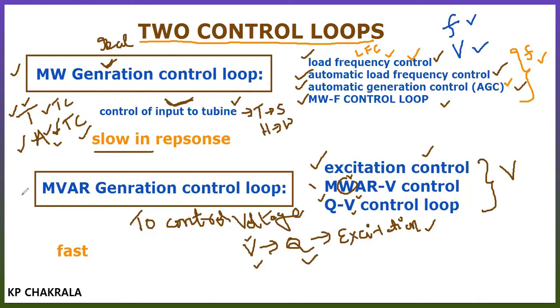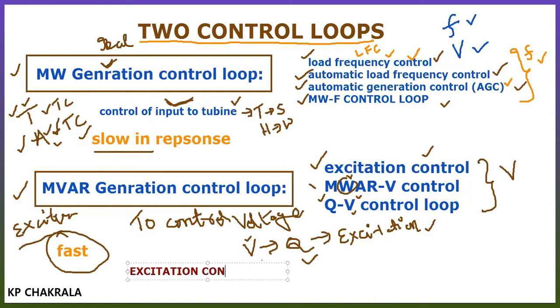And the MVAR generation control loop is fast, because it has only the exciter. That's why it is faster compared to the megawatt generation control. Ultimately, what I want to say is that excitation control is faster than load frequency control. That is the result if we compare both megawatt generation control and MVAR generation control.